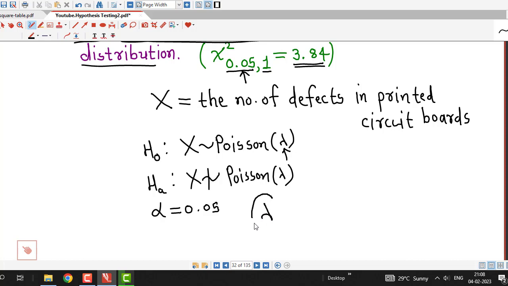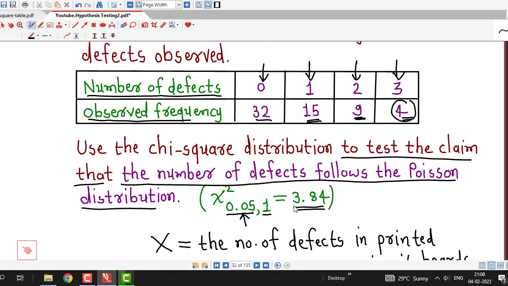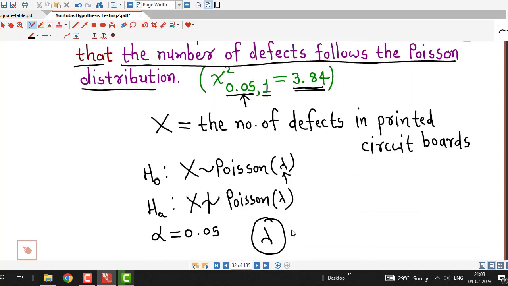Now because we require the value of lambda to calculate the probabilities corresponding to each category, first we have to estimate this parameter of Poisson distribution using the sample data. These are the values of small x, the number of defects, and these are the corresponding observed frequencies which we denote by capital O, and if we have a frequency distribution, we also use small f. We don't know what lambda is and it is not given in the question.